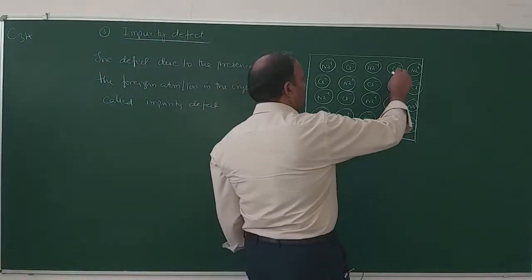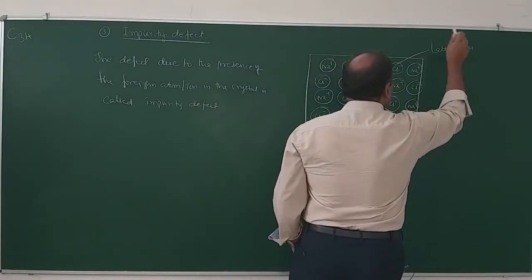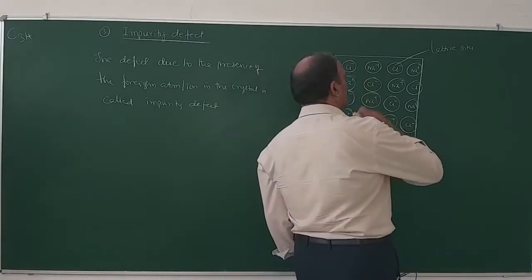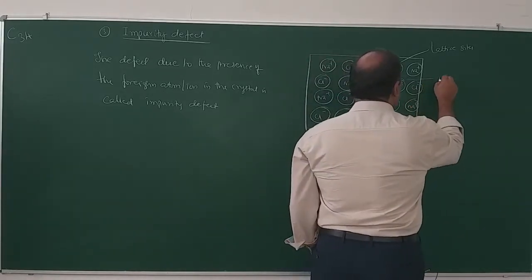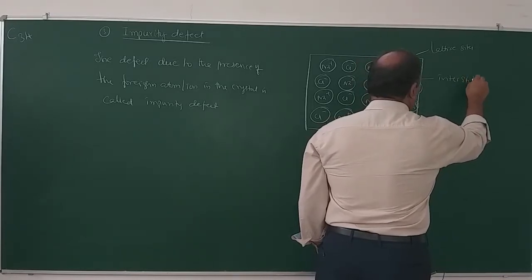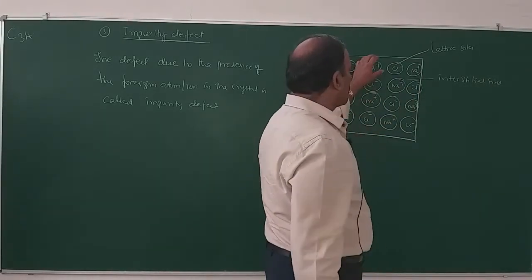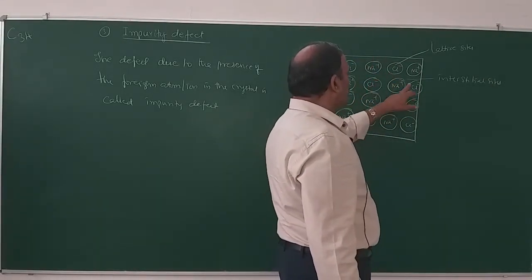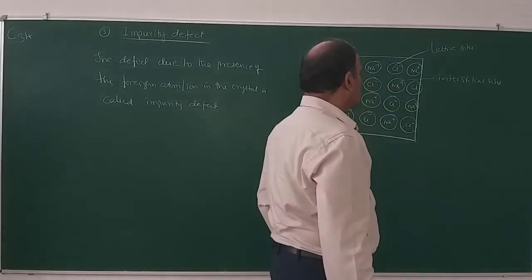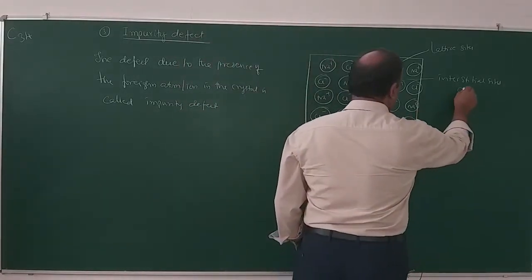Here, these are called lattice sites. The sites which are occupied by the particles are called lattice sites, and these are called interstitial sites. The places other than the lattice sites are called interstitial sites. The empty space between the particles is known as interstitial sites or voids. You have known all these things.